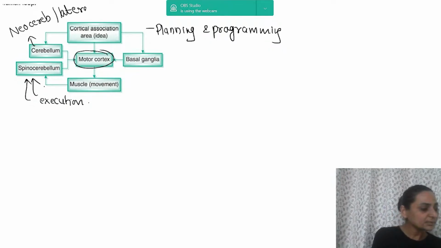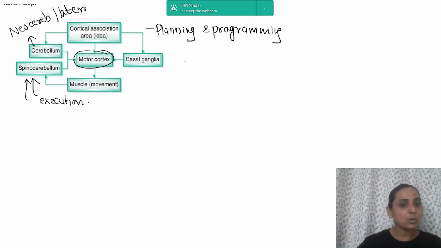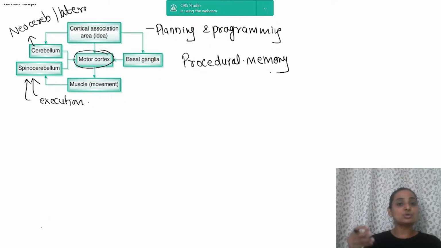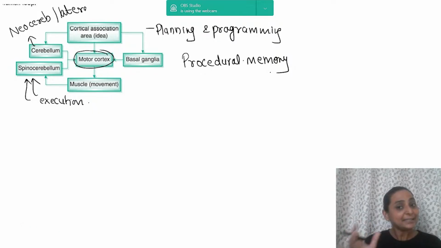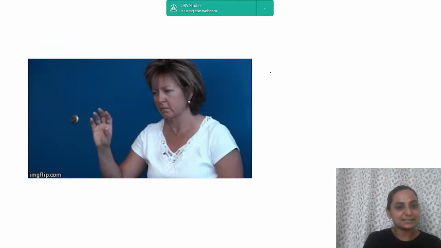Then basal ganglia also helps in procedural memory. Suppose I ask you how to put a vasofix, or extracting a tooth in the case of a dentist. So learning any new procedure is also the role of basal ganglia.